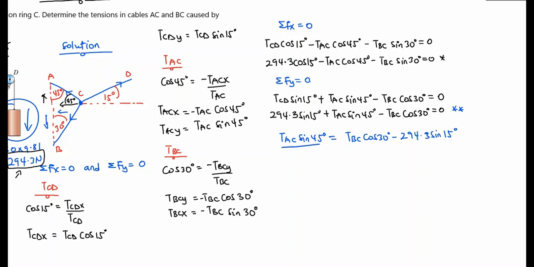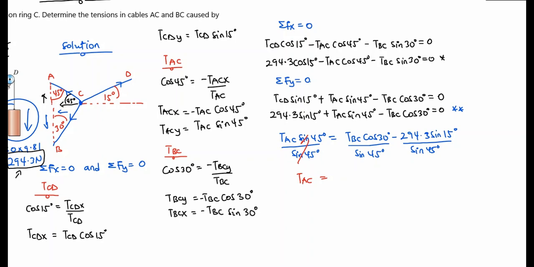So I'm going to divide all the terms by sine of 45 degrees. Okay, so now let's simplify this. I know that this will cancel out this, and then you're just going to have TAC here. Okay, so let's look at what you have on the right hand side. So you're going to have cosine of 30 degrees divided by sine of 45 degrees, right?